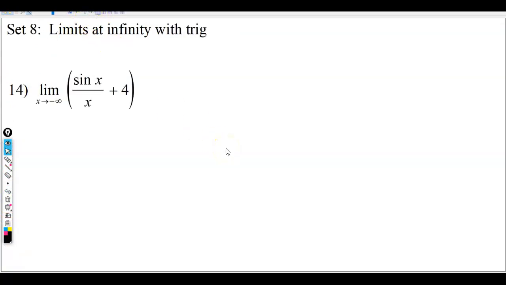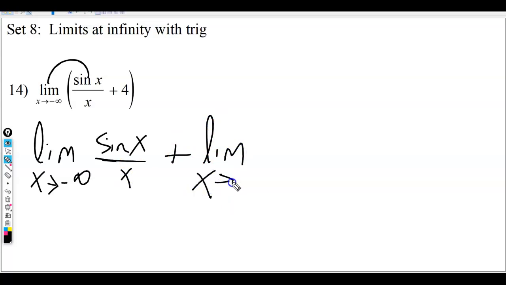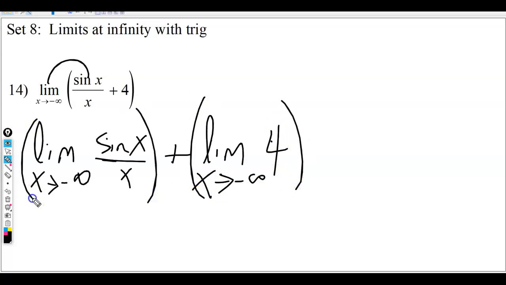Another one. Now this is with trig. Now with trig, things are a little bit different. First of all, we probably should take the limit of these things separately, like we did last time, to avoid confusion. So we're going to find the limit of sine x over x, and we're going to add to that the limit of the other piece. Now this one, on the right side, that's easy. The answer is just 4.